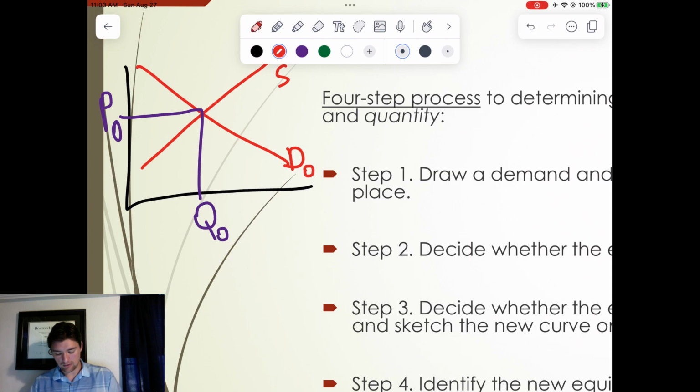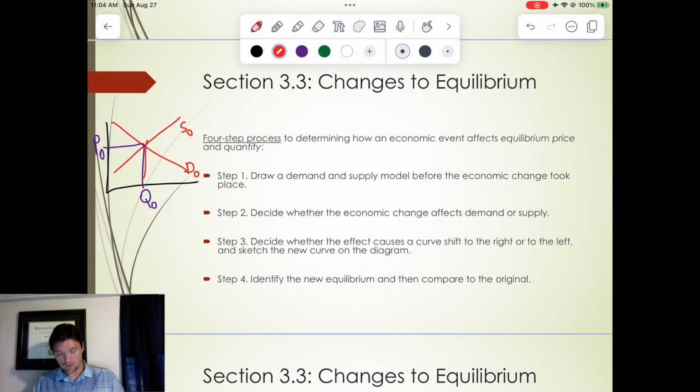And I like to do D0 and S0 just because I know there's going to be a shift happening. So I want to know what is the old, so D0, right, or ground zero, whatever makes sense to you. So the old, and then what is going to be the new. So step one, we did. We drew the demand and supply.